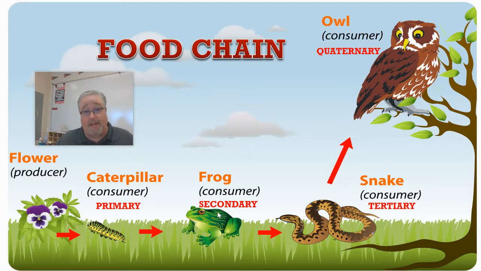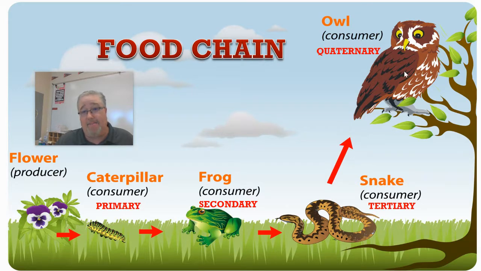And then we have a secondary consumer. This will be the frog. The frog eats the caterpillar, amongst other things. They probably could eat other things too, but in this chain of events, this frog would be the secondary consumer. Then we have a snake, which would eat the frog. I suppose the snake could probably also eat the caterpillars, but this would be a tertiary consumer.